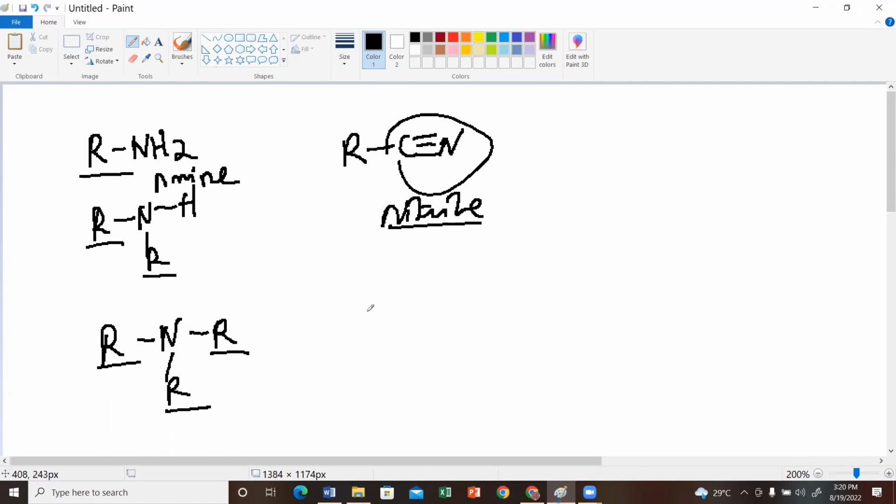Now, the third group we discussed is the amide group. In amide, R, C, O, N should be there. And these two bonds of N can be connected with hydrogen. One of them can either be connected with R or both of them could be connected with R. So these three functional groups we have discussed, and the last one, which is remaining, is the nitro group.